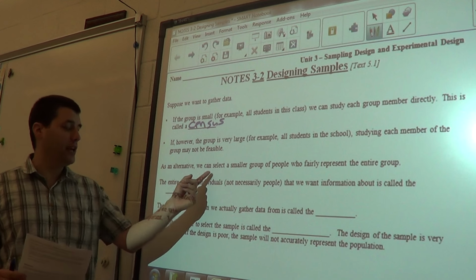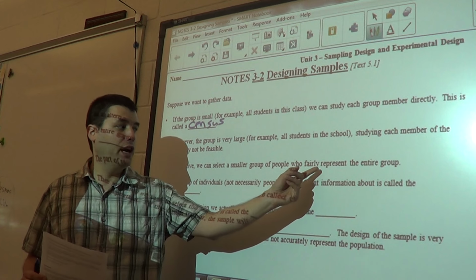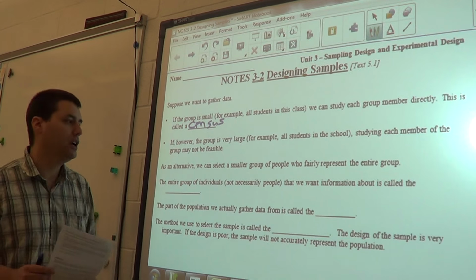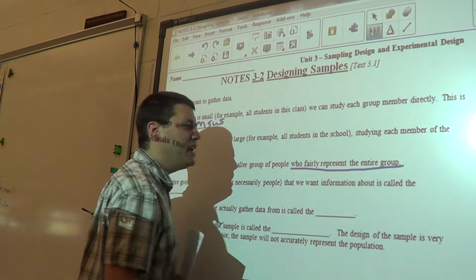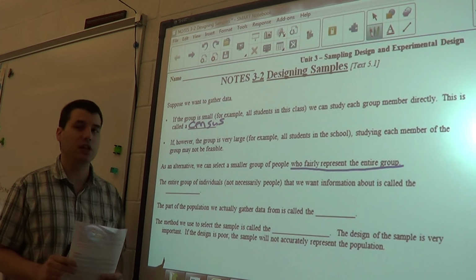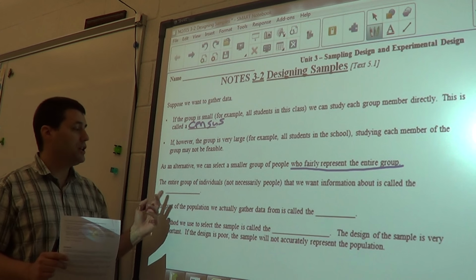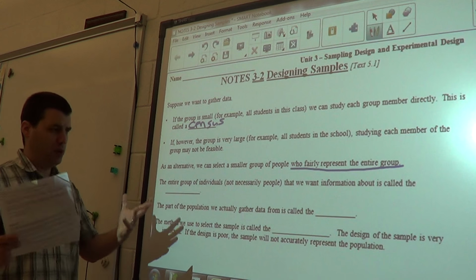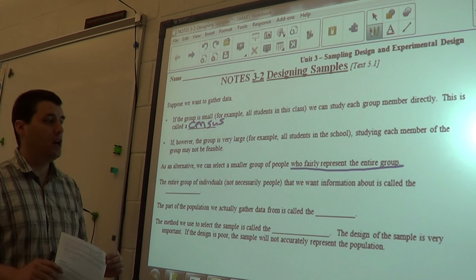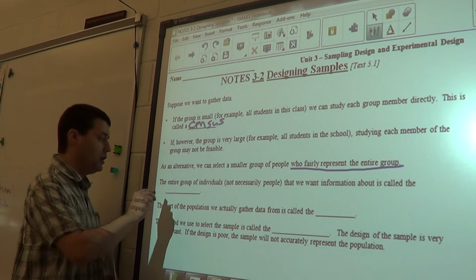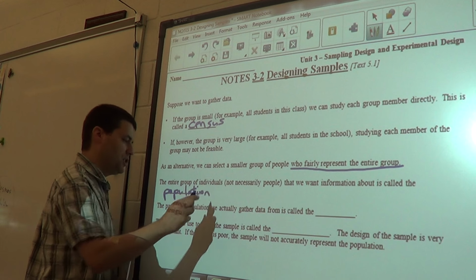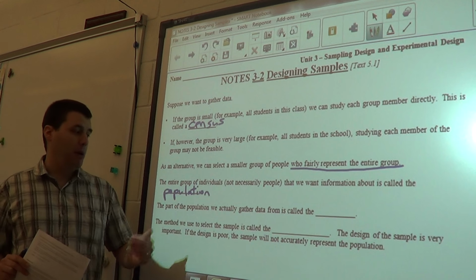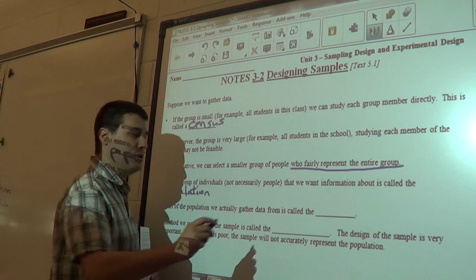So as an alternative, we can select a smaller group of people who fairly represent the entire group. Realize that's the big idea. This group of people need to fairly represent the entire group somehow, and that's what takes a lot of thinking. The entire group of individuals, not necessarily people, whatever they are, could be rocks we're studying, that we want information about is called the population. Defined last section. The part of the population we actually gather data from is called the sample.